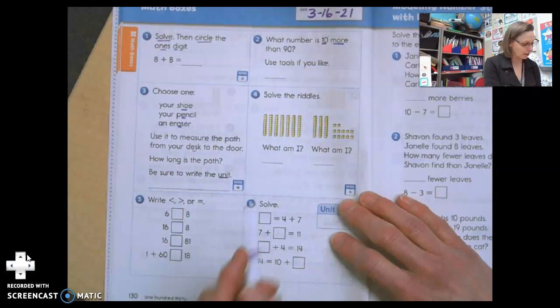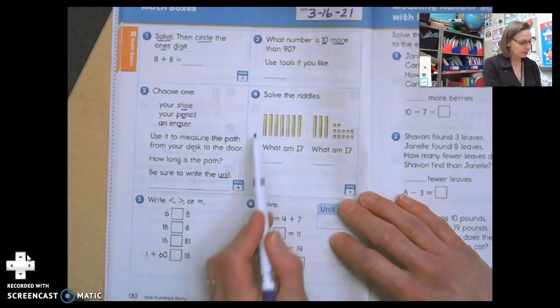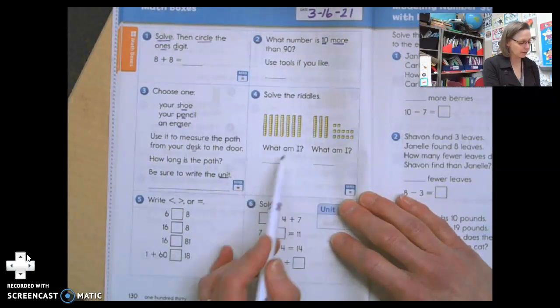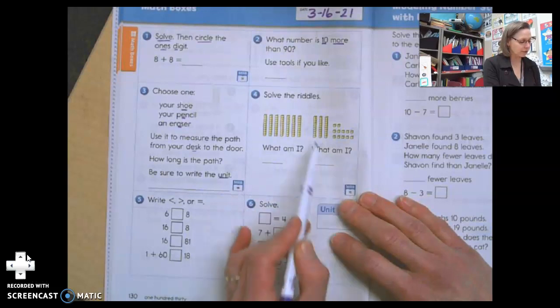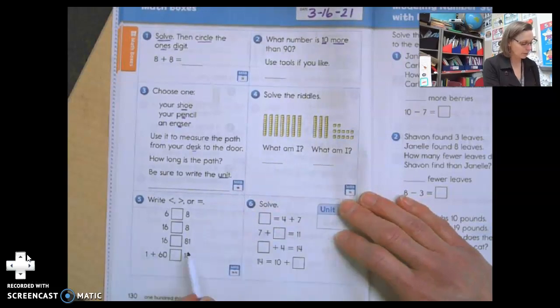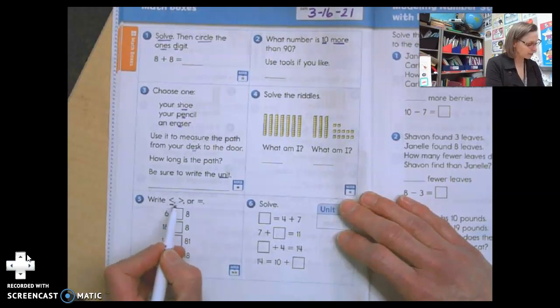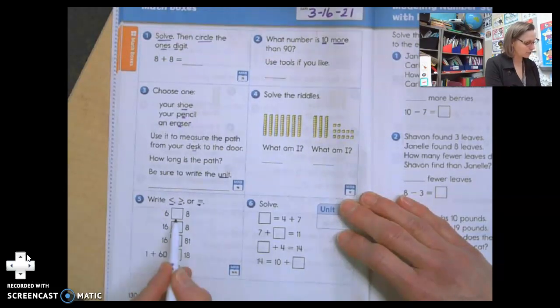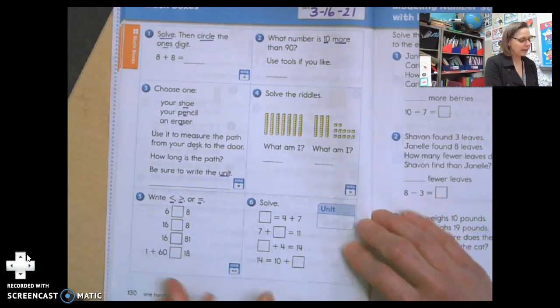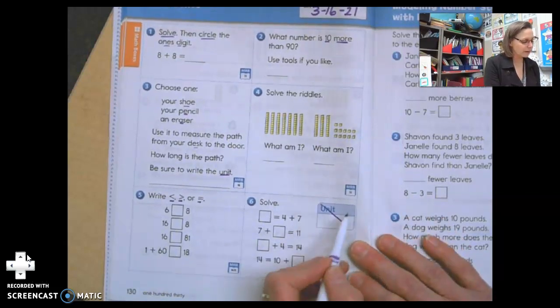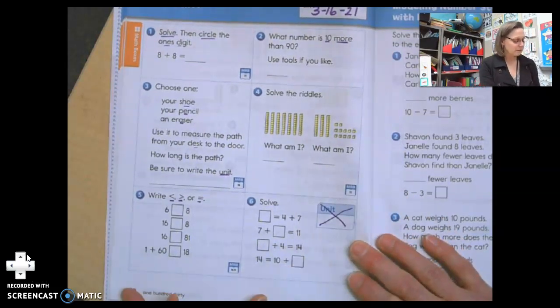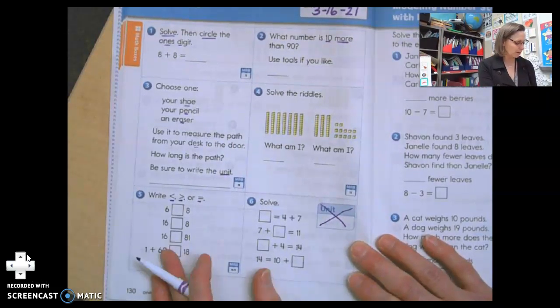Okay, last part here. You have some riddles here. So what do these blocks tell you, and what do these blocks tell you? Okay, how much is it? It says, what am I? And then here you're going to write either less than, greater than, or equal into each one of these squares. And then over here, don't worry about this unit box. I don't know why they put that in there, because it's almost like they want you to just come up with some random unit. I don't really know why they do that.